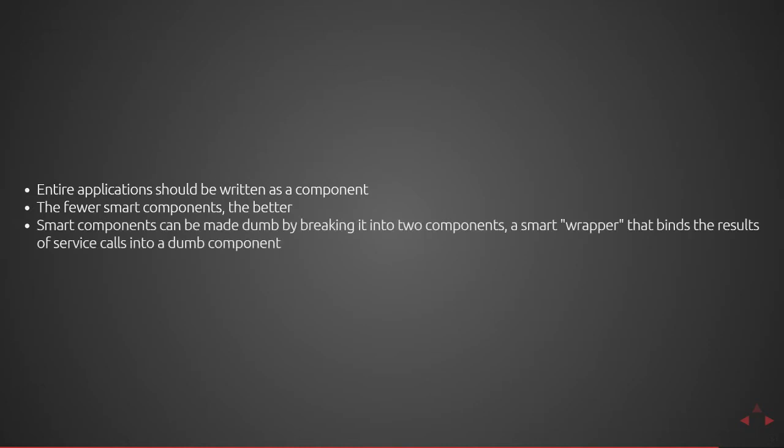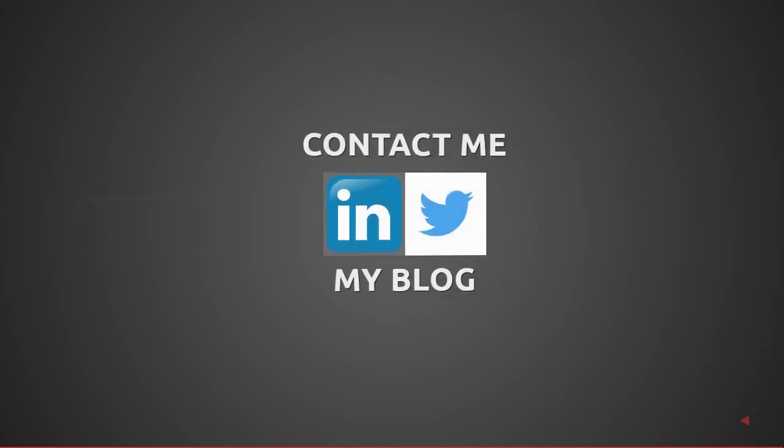Smart components can be made dumb by breaking into two components: a smart wrapper component that binds the results of service calls into a dumb component. That way, if you ever decide to move that service call into a parent component, it's easier to make that move from that one smart wrapper that didn't really actually do anything other than feed the data into the dumb component.